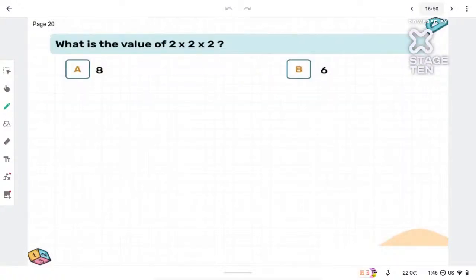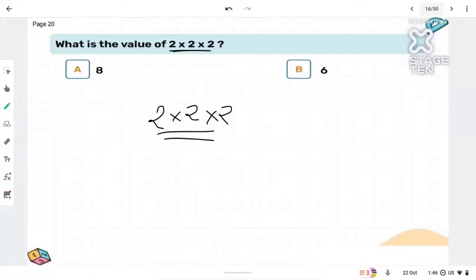Now I want you guys to tell me in the chat box what is the value of this: 2 into 2 into 2. What is the answer for it? Is it 8 or is it 6? In the chat box, everyone, tell me what is the value of this number?